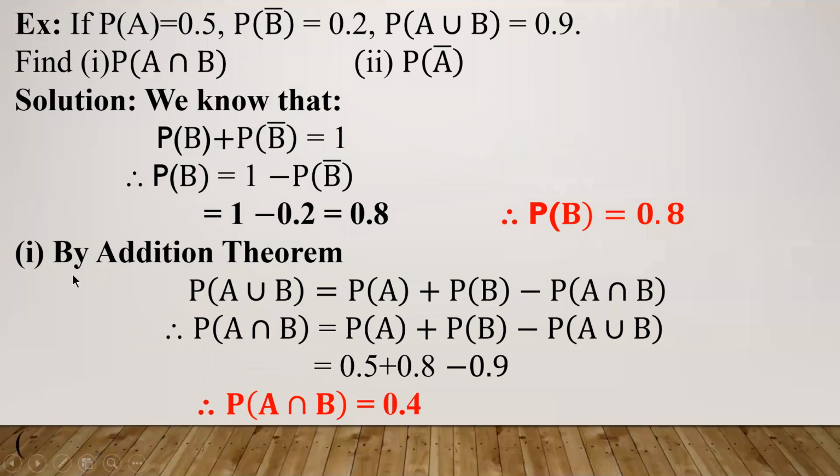Here, this is problem number 2. In this, probability of A is given as 0.5. Probability of B complement is given as 0.2. Okay, and you are also given probability of A union B, that is 0.9, and you have to find out probability of A intersection B. You have to apply the same formula. So look at what the formula is.